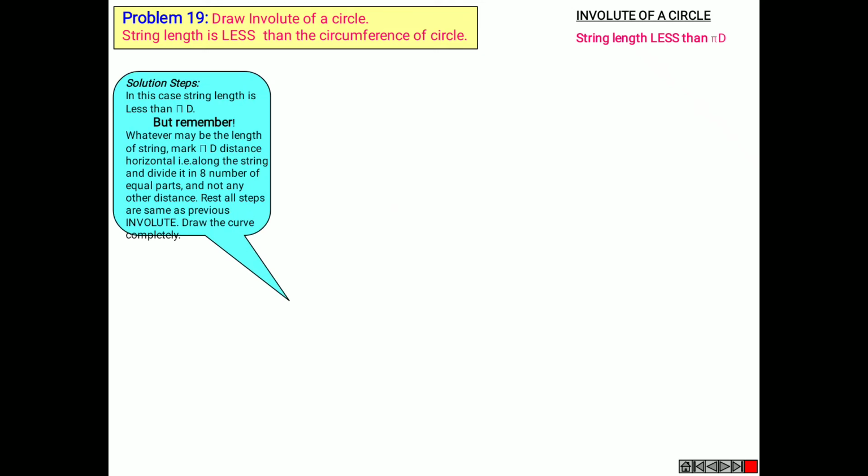See, in this case string length is less than pi d, but remember, whatever may be the length of the string, mark pi d distance horizontally along the string and divide it into 8 equal parts, and not any other distance. The rest of the steps are the same as the previous involute, and draw the curve completely to obtain your involute.